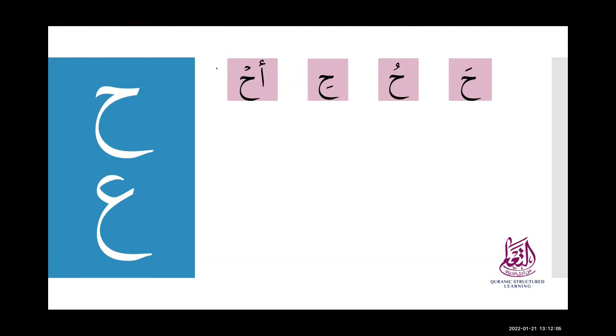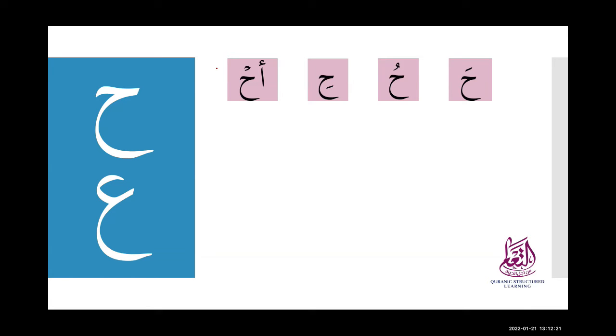So how is the ha different to the letter ʿayn, even though again they come from the same articulation point? Well, the ha is a hams letter. It's a breathy letter, right? We hear the breath. With the ʿayn, it's not a breathy letter.